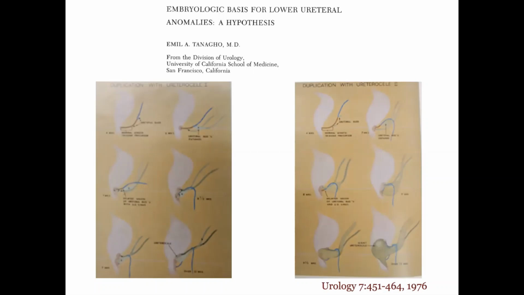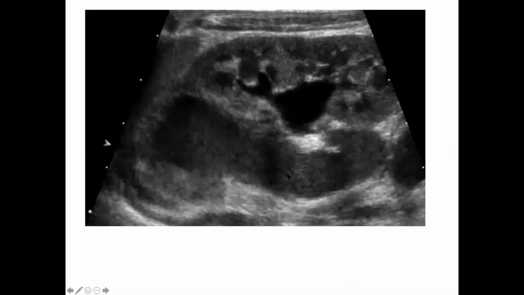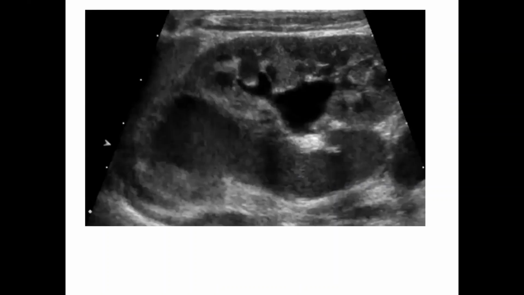Next slide. The next most common would be with an infection. So this is just a little baby that has presented with infection, and you can see a duplication with upper pole pyonephrosis with debris in the dilated upper pole collecting system, and then a little bit of dilation in the lower pole. Next slide.